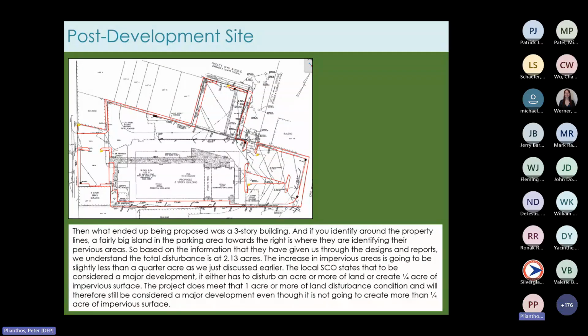The local SEO states that to be considered a major development, it either has to disturb an acre or more of land or create a quarter acre of impervious surface. And the project does meet that 1 acre or more of land disturbance condition and will therefore still be considered a major development, even though it is not going to create more than a quarter acre of impervious surface.